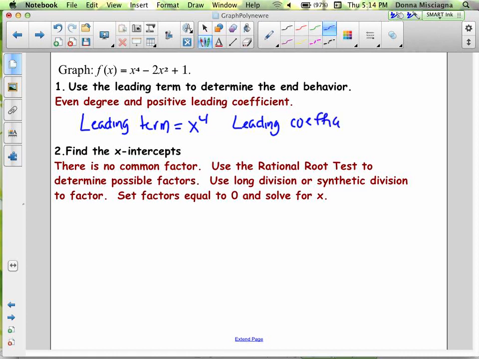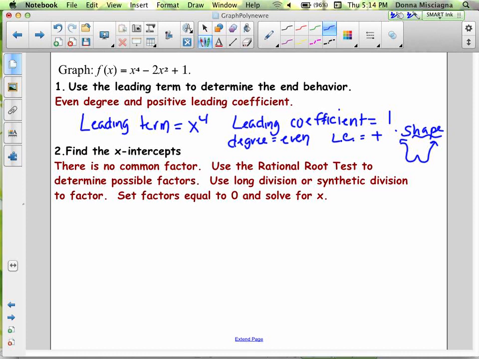Trying to write the word coefficient here. Coefficient. Right, so if we look in front of that term, the leading coefficient is 1, and that is a positive number. So our degree is even, and the leading coefficient is positive, and so that means that our graph is going to have this shape. It's going to look kind of like a W. That's going to be our shape.